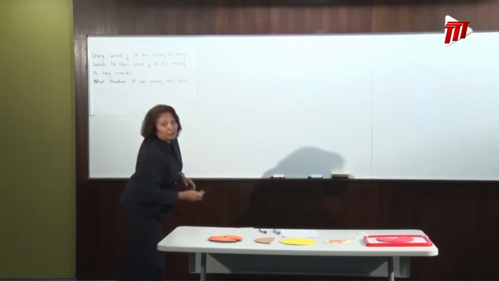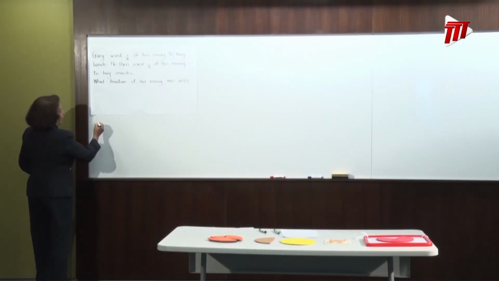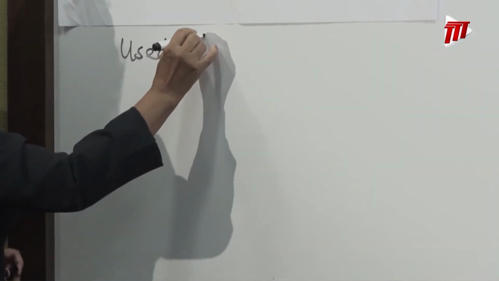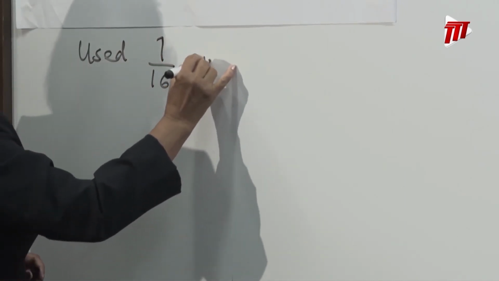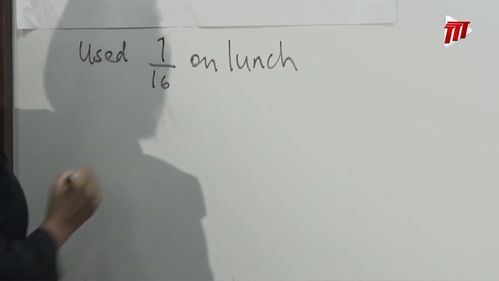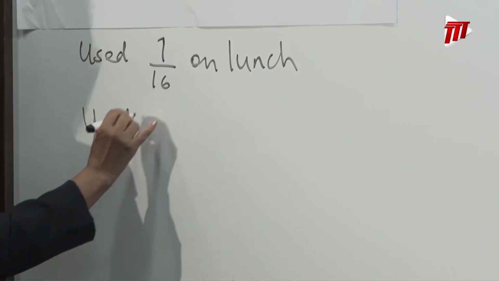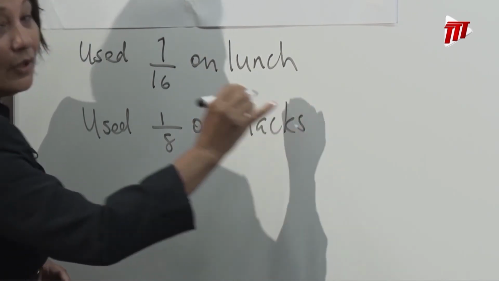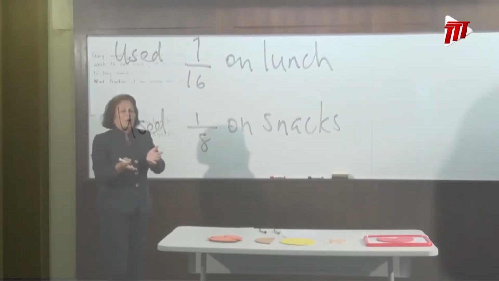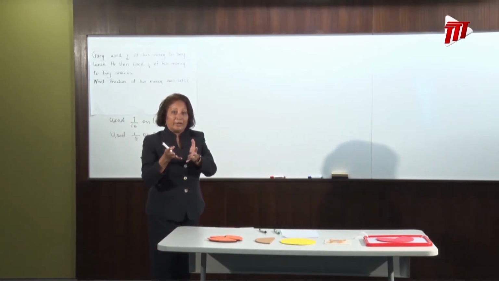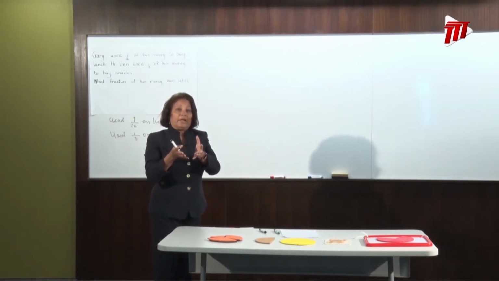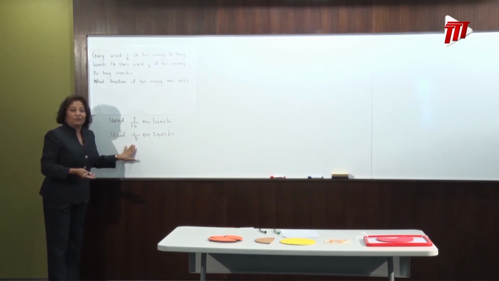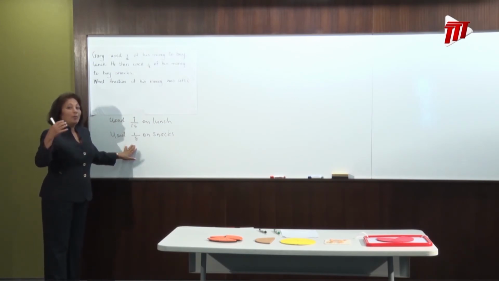So we have some information in the question. So we know he used 7/16 on lunch, and then he used 1/8 on snacks. So out of his whole, he started off with a whole amount of money. It doesn't matter what the whole amount of money was. He had a certain amount of money, and he used 7/16, and then he used 1/8. We want to find out how much was left.